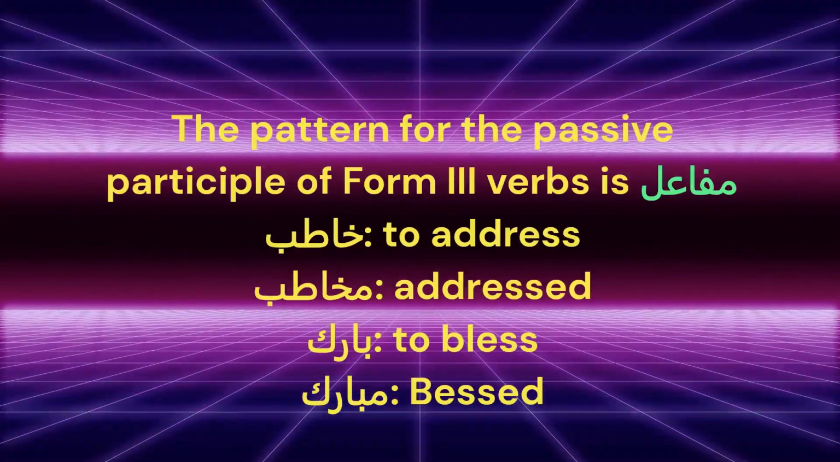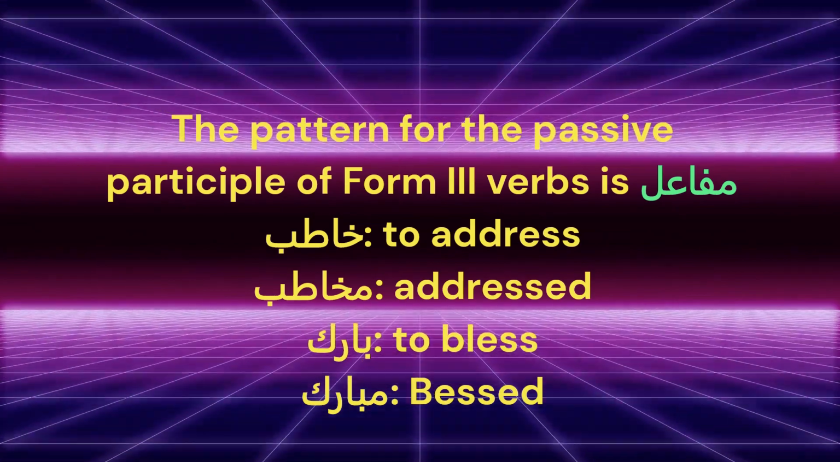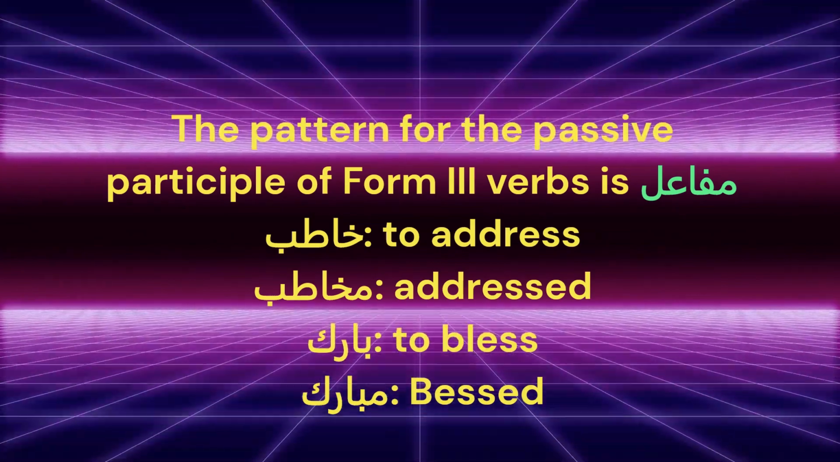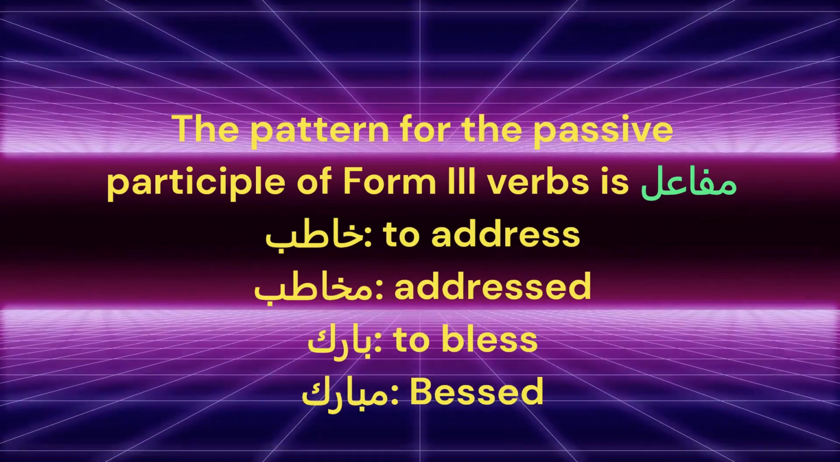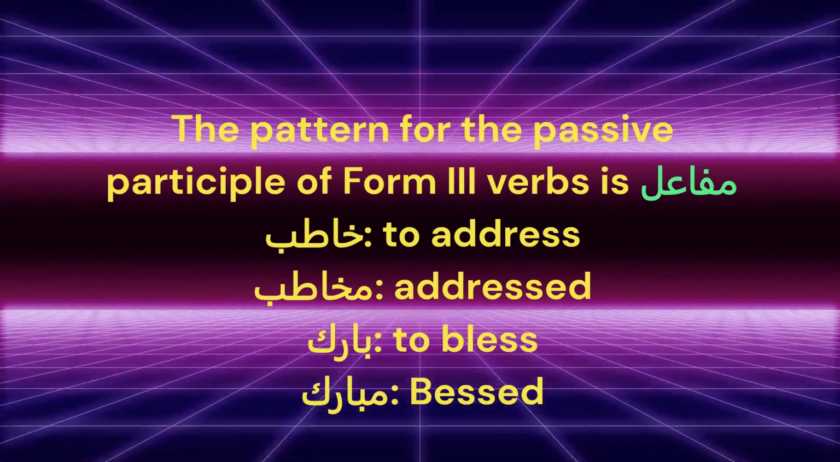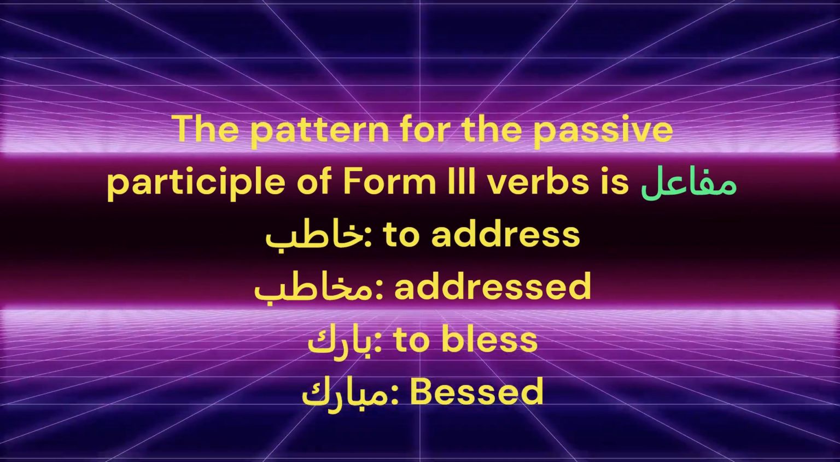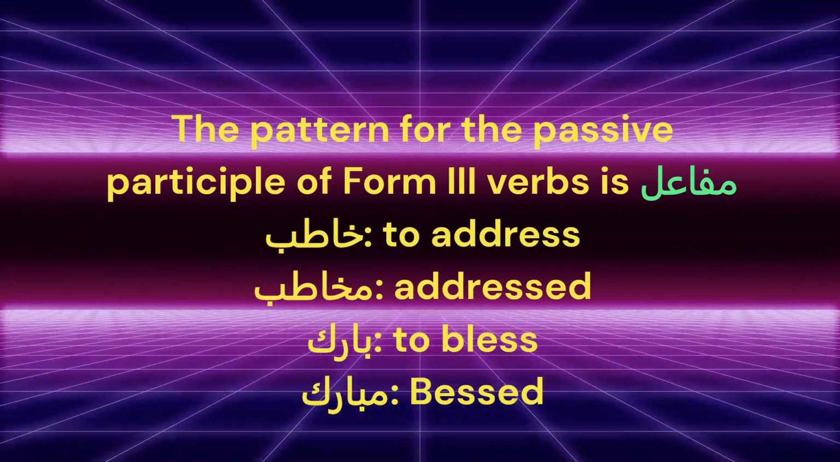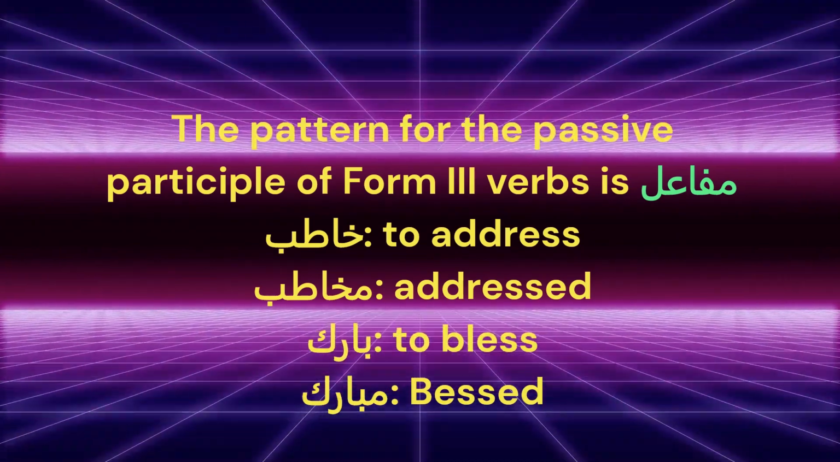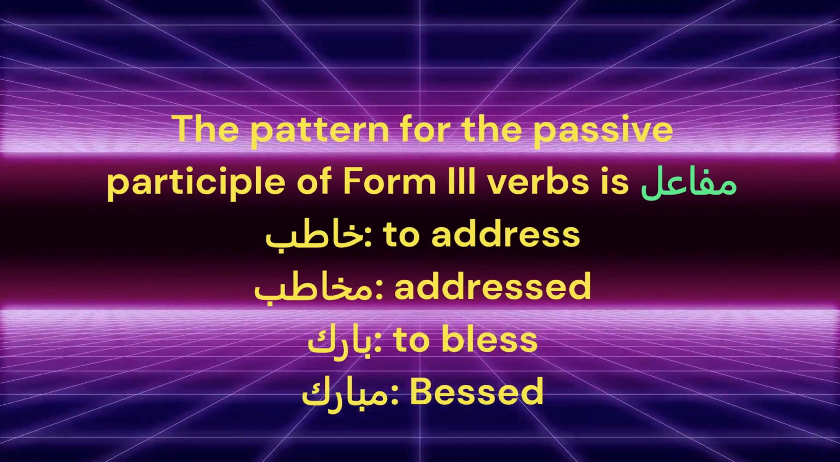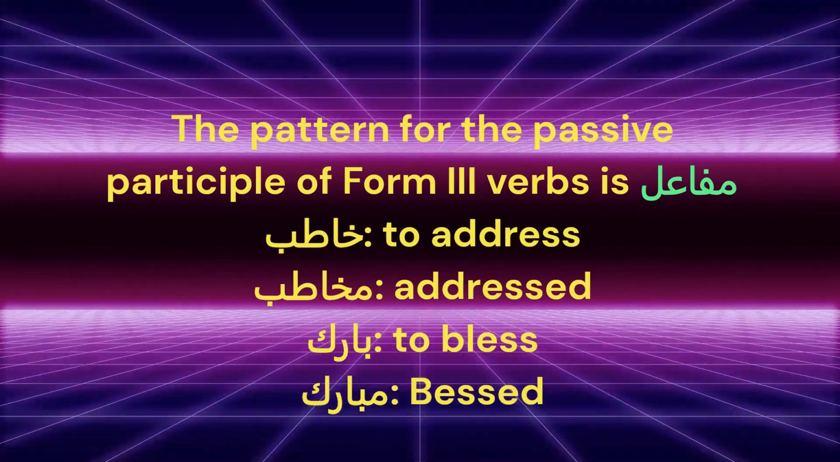The pattern for the passive participle of form 3 verbs, such as safara, hajara, is mufa'il. Khataba, to address, mukhatab, addressed. Baraka, to bless, mubarak, blessed.